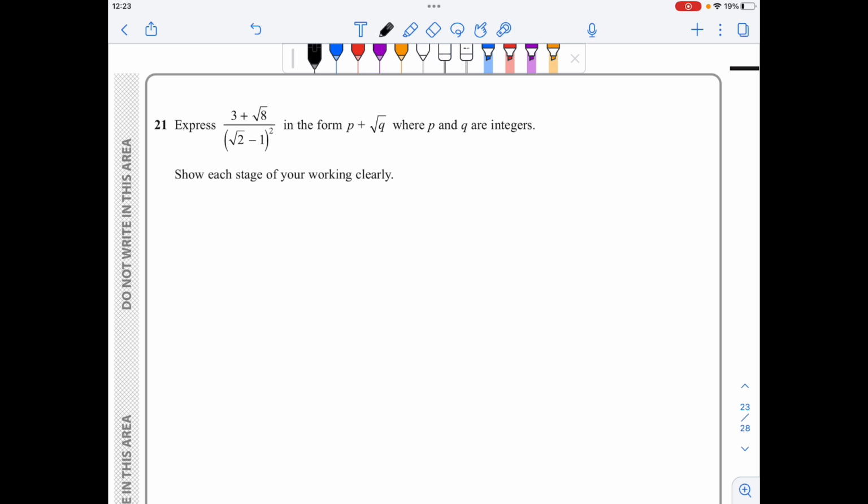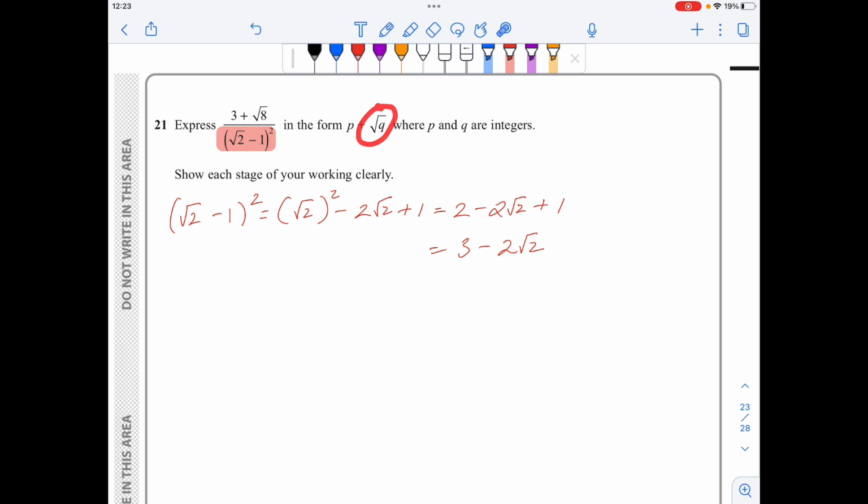I'll start question 21 by expanding the denominator. So square root of 2 minus 1 squared gives me square root of 2 squared minus 2 square root of 2 plus 1. The first term, square root of 2 squared, is just 2, minus 2 square root of 2 plus 1, which gives me 3 minus 2 square root of 2. Now, the answer should not have any coefficient in front of the square root, so I need to remove that 2. So I'll come to the side and do 2 square root of 2 equals square root of 4 times square root of 2, which is square root of 8. So now I can replace this 2 root 2 by square root of 8. So this gives me 3 minus square root of 8.